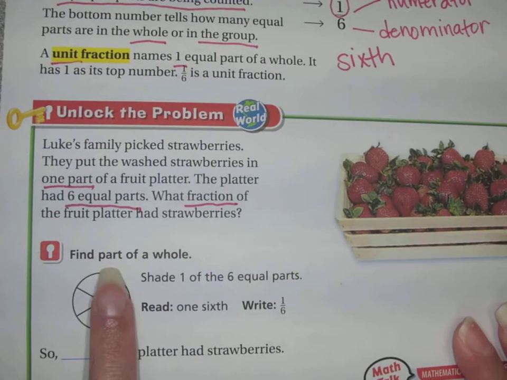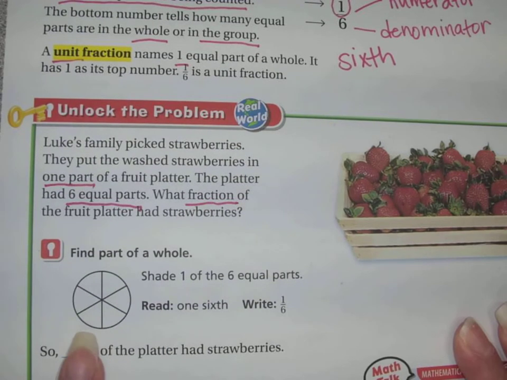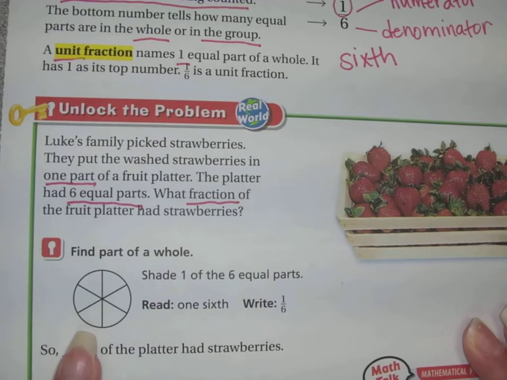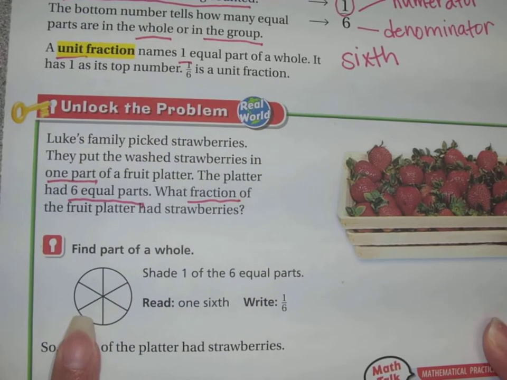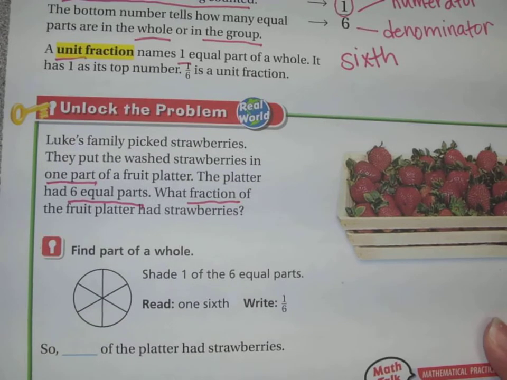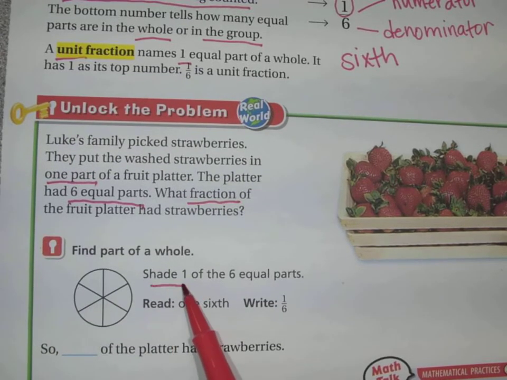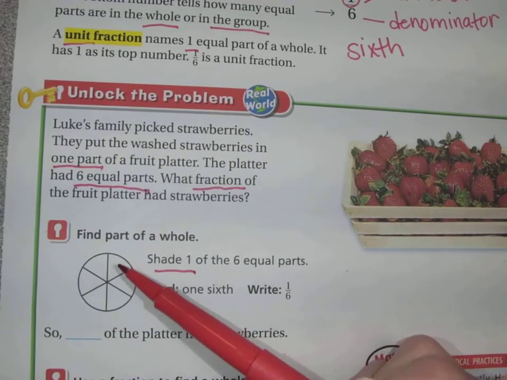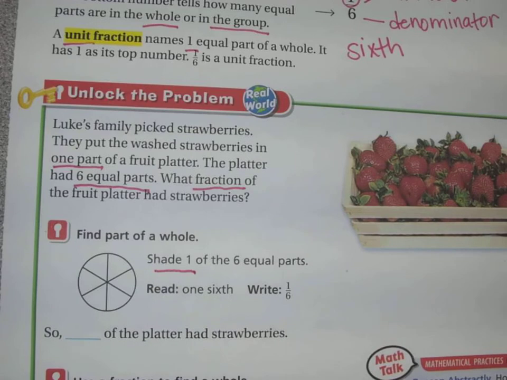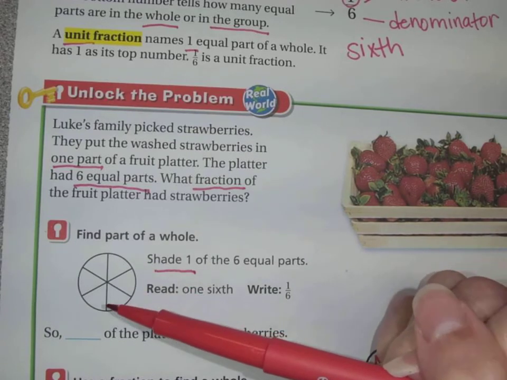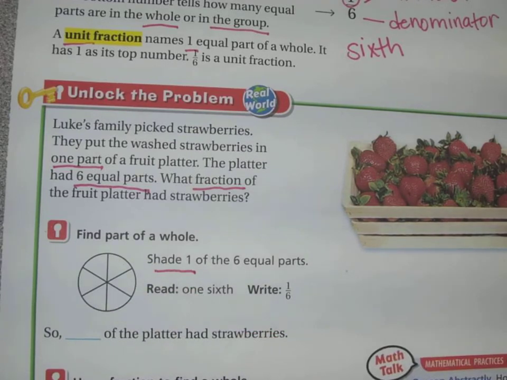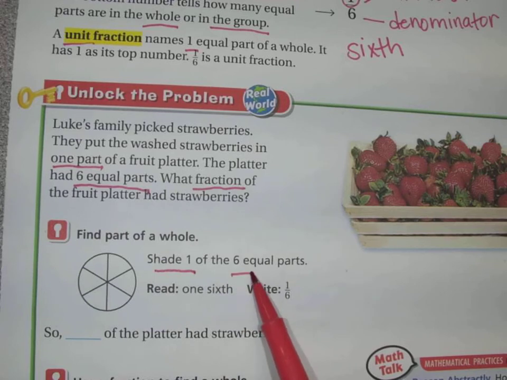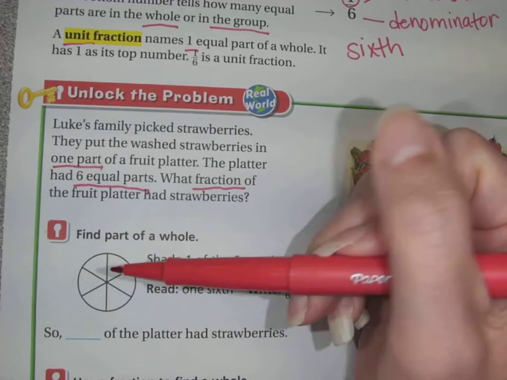All right, so look at this whole right here, this circle. We're going to say that this is the fruit platter. And we know I'm going to shade one of the 6 equal parts, okay? So this whole right here is divided equally, as you can see. Look at these equal parts. And if you count them, there are 1, 2, 3, 4, 5, 6 equal parts. And that's what they tell us, 6 equal parts. And we're going to shade 1.